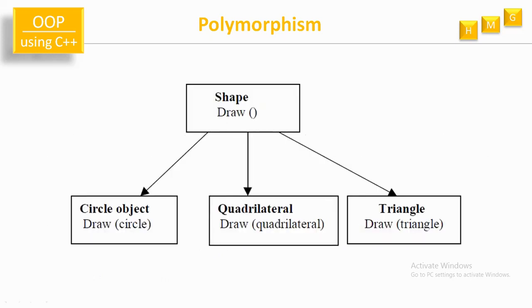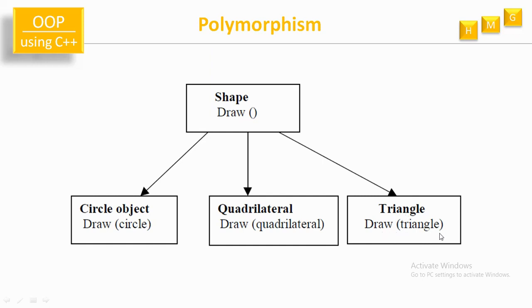Let us see the example again. Here there is a class shape having the function draw. So the draw function is used to draw a particular shape. Now here there are three objects created of the type class shape: circle, quadrilateral, triangle. So these are the three objects of class shape. In the circle there is a draw function. So this draw function will draw a circle, while for the object quadrilateral it will draw a quadrilateral shape, while for a triangle object it will draw a triangle.